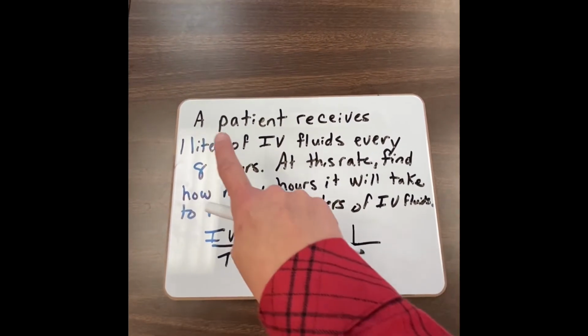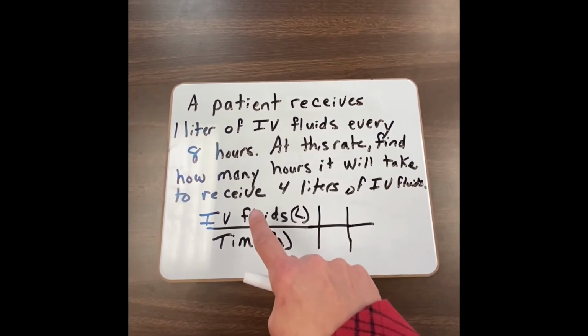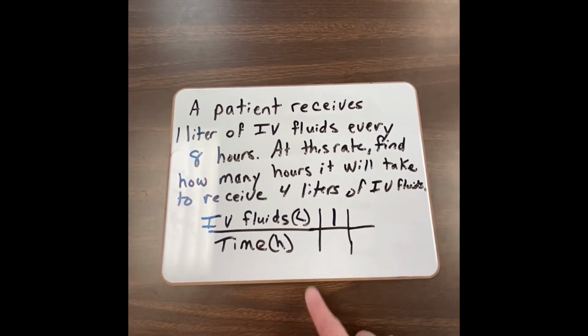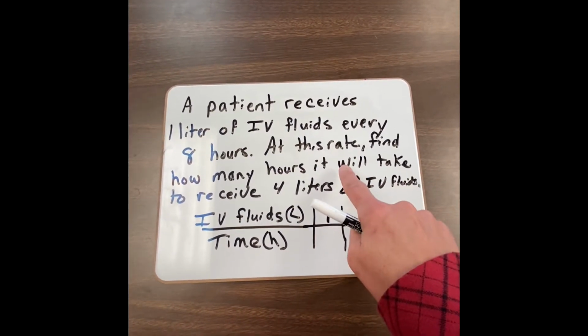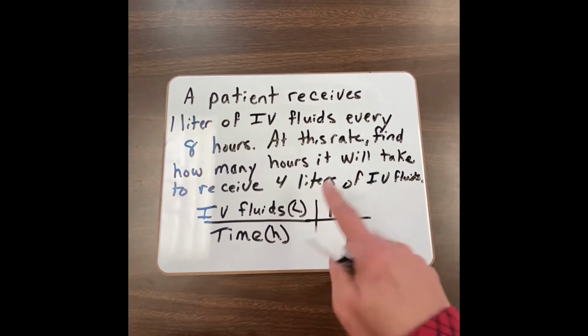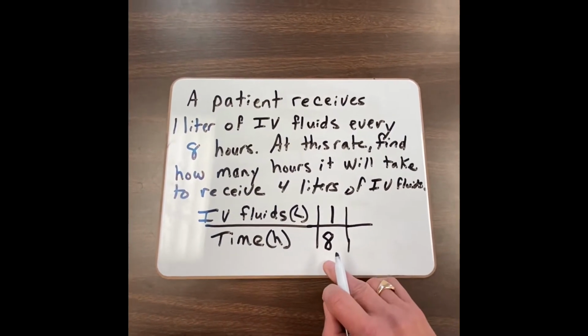Okay, let's look at it. A patient receives 1 liter of IV fluids. So we're going to put the 1 with the IV fluids. Now, at this rate, IV fluids for every how many hours? 8 hours. So the time would be 8, and it's in hours right there, so 8 hours.